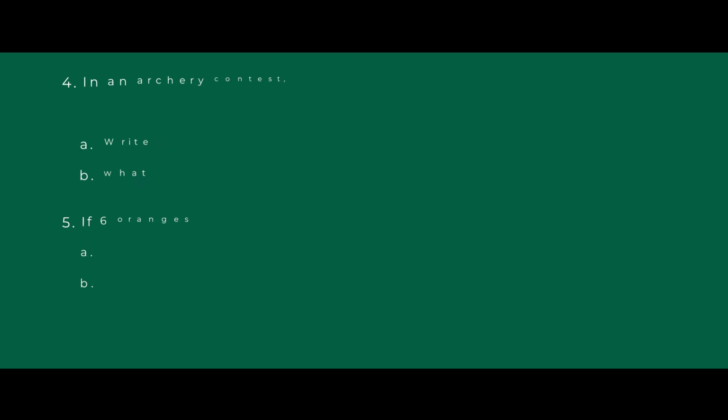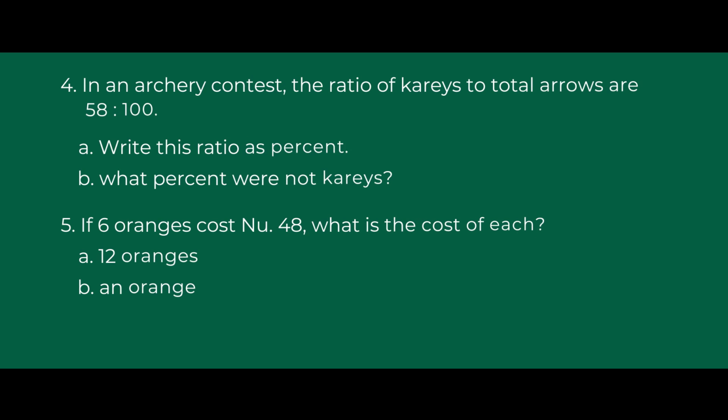Question number 4. In an archery contest, the ratio of curries to total arrows is 58 to 100. A. Write this ratio as a percent. B. What percent were not curries? Last question, that is number 5. If 6 oranges cost Newton 48, what is the cost of each? A. 12 oranges. B. An orange.